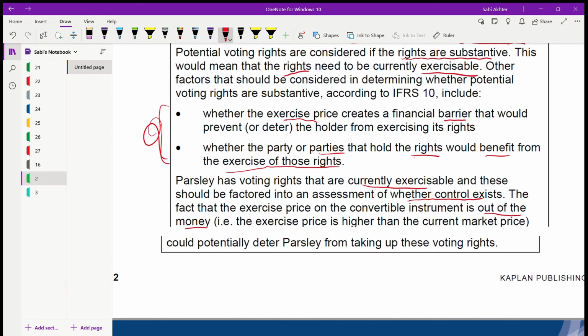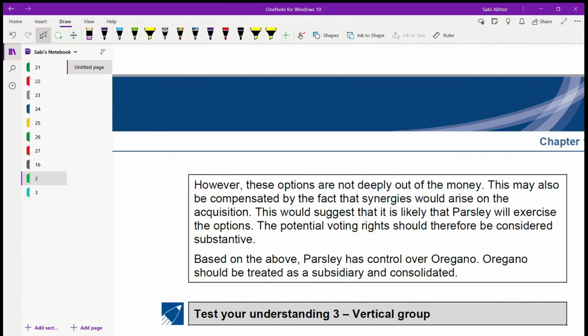What is out of the money? The exercise price is higher than the current market price. That means they are not going to take up the rights. It could potentially delay them from taking up those voting rights. They are not going to have these rights. Thus, however, these options are not deeply out of the money. Deeply means the difference is not so much.